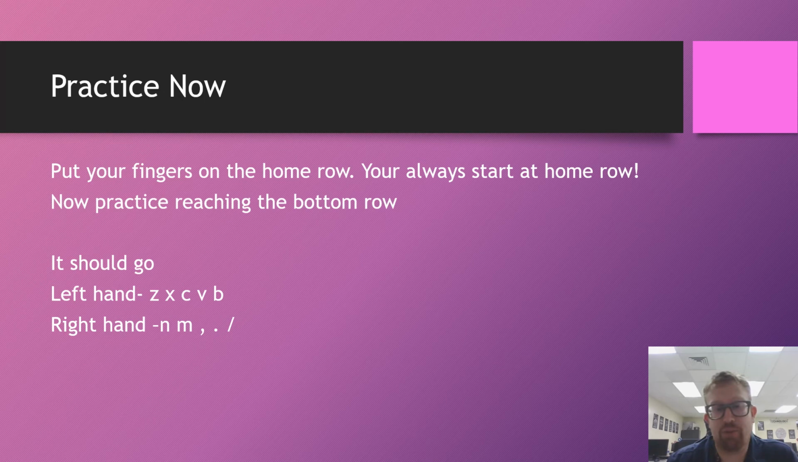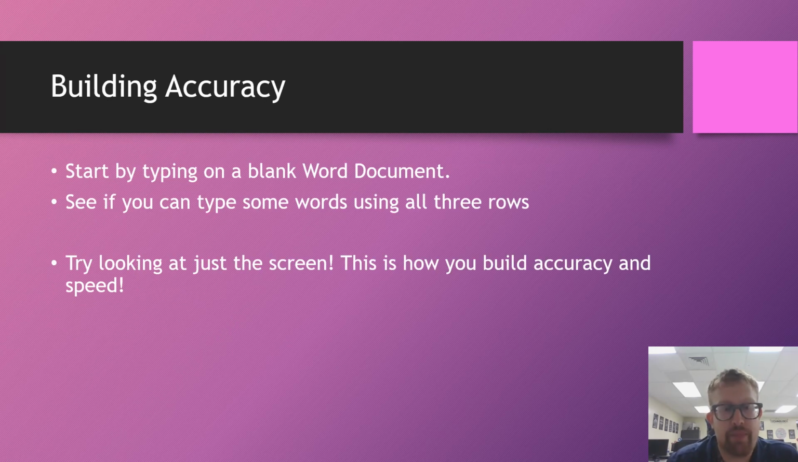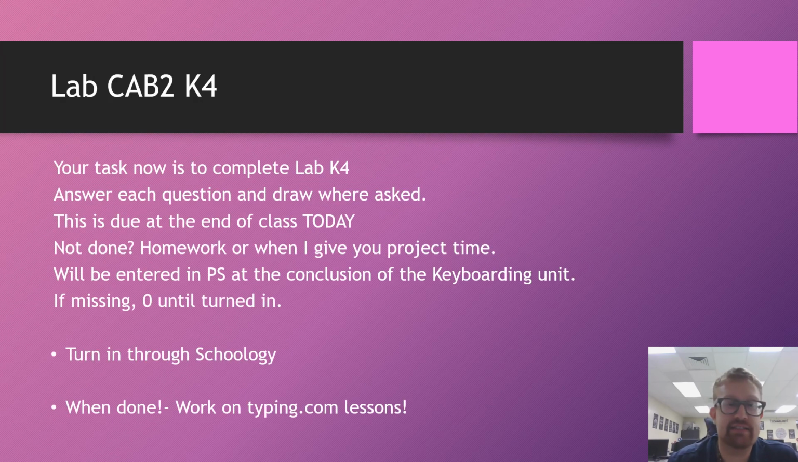All right, so take some time to practice. Make sure you type the bottom row. Remember, your left hand is covering ZXCVB, while your right hand is covering NM, comma, period, and the slash mark. All right, remember, to build accuracy, you can type on a blank Word document or type in a notepad. Just see what words you can type. You can type all words now because you've learned all the keys. Remember to try looking at the screen and not the keyboard.